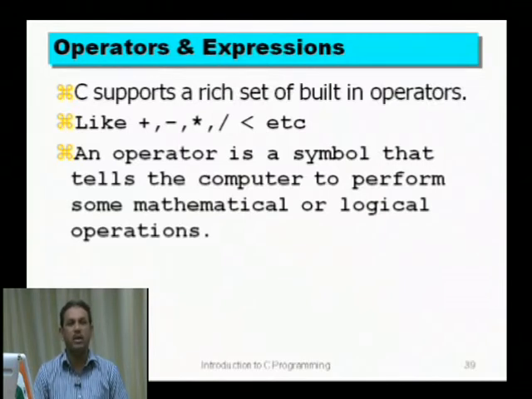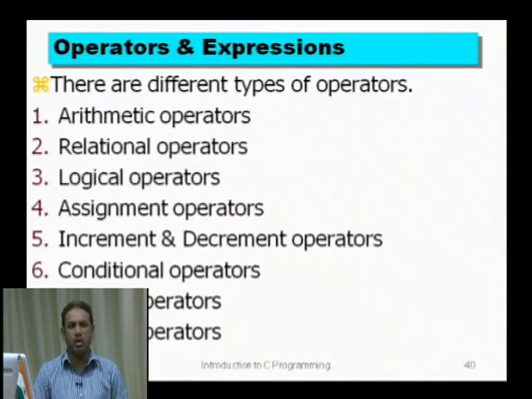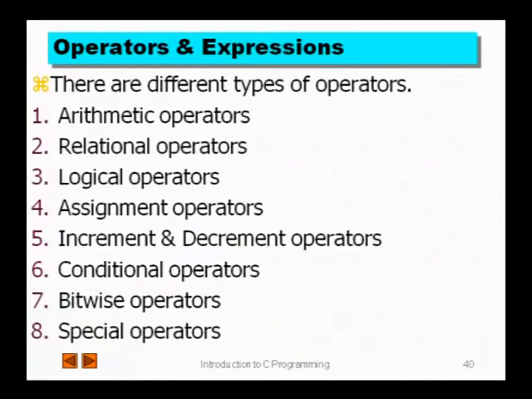It is nothing but a symbol that tells the computer to perform some mathematical or logical operation. It may be addition, comparison, division, modulus and so on. The operators are classified into different types: arithmetic operators, relational operators, logical operators, assignment operators, increment and decrement operators, conditional operators, bitwise operators and special operators. So, there are 8 types of operators available in the C programming language. We need to discuss all these types. First one is arithmetic operators.